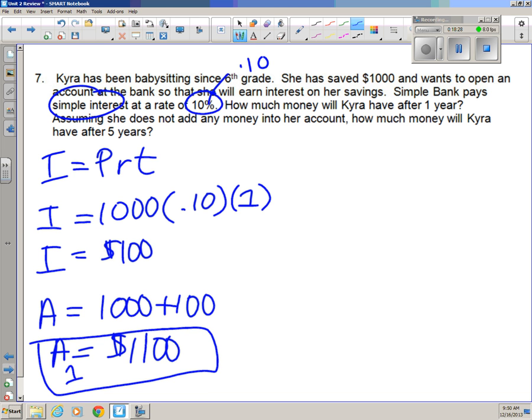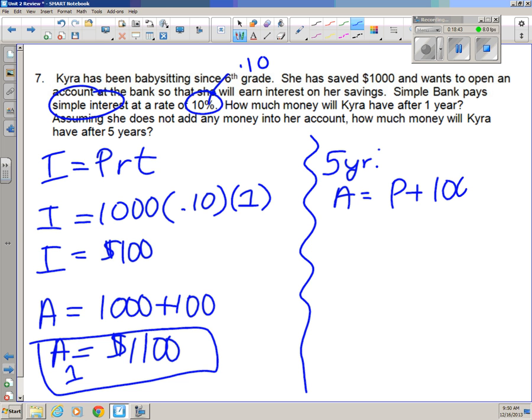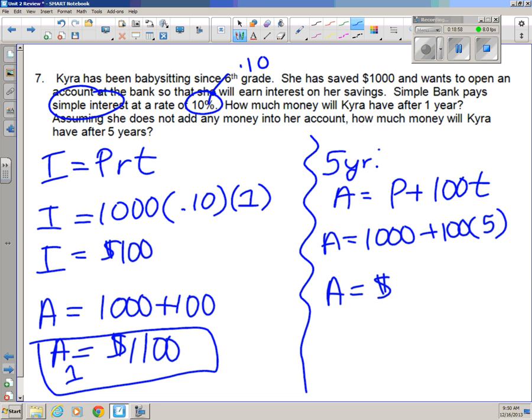If we're dealing with 5 years, and remember it's just simple interest, we can think about the amount looking like this. If it's 5 years, the amount is essentially what she starts out with, her principal, plus $100 per year after that. So her amount is the $1,000 she put in her bank plus the $100 simple interest she gets per year times 5, or after 5 years, Kyra's going to have $1,500 in her bank.